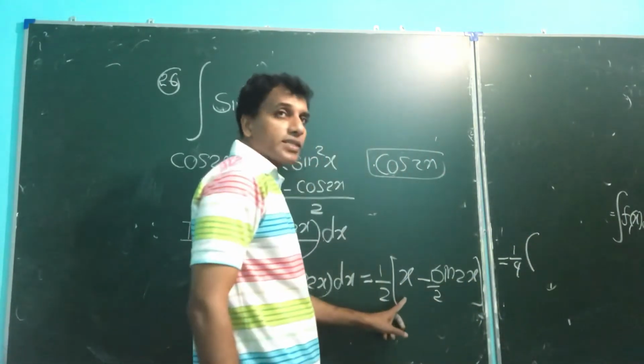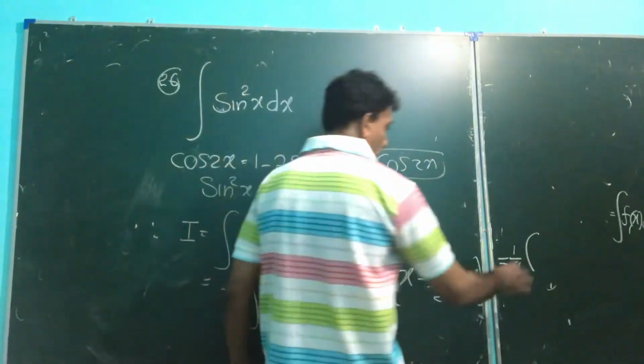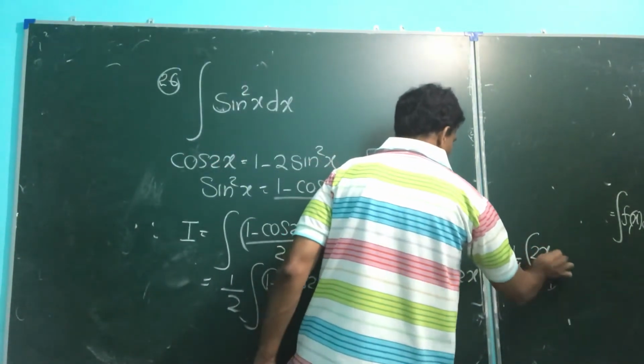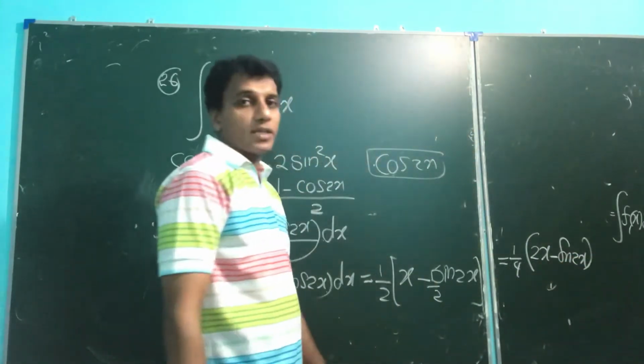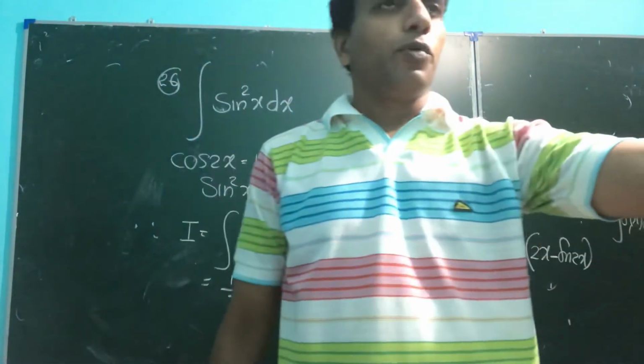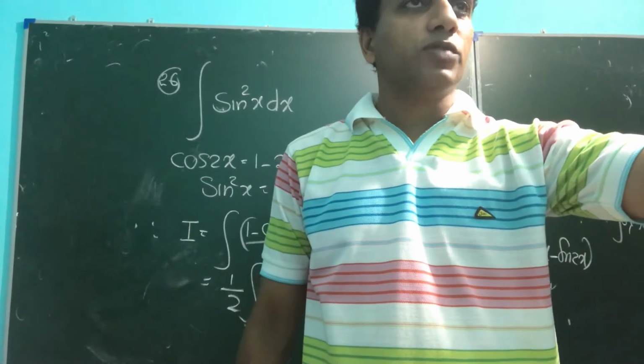So in this x there's no 2, then multiply by 2: 2x minus sine 2x, also plus c. So don't miss it, very important. Follow me, how I am explaining this.